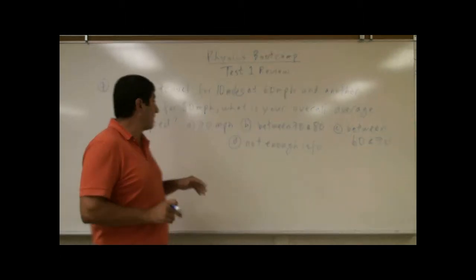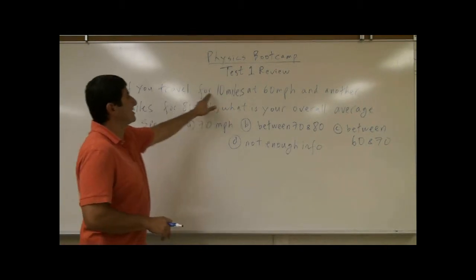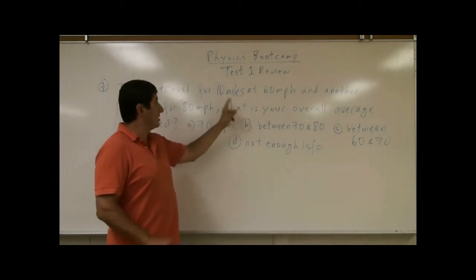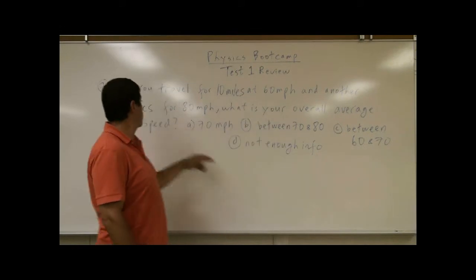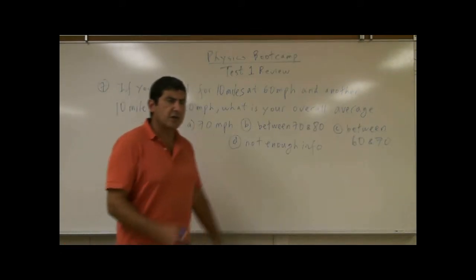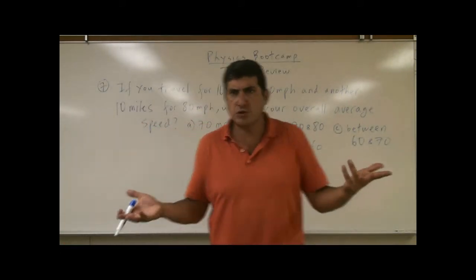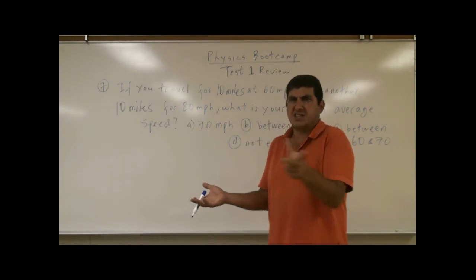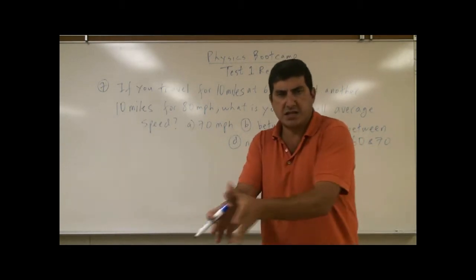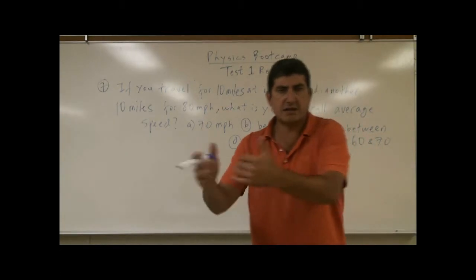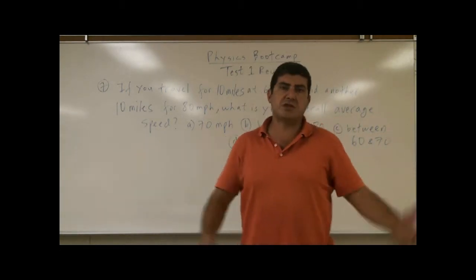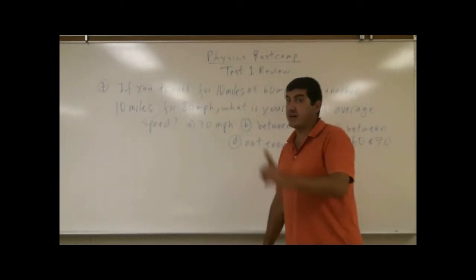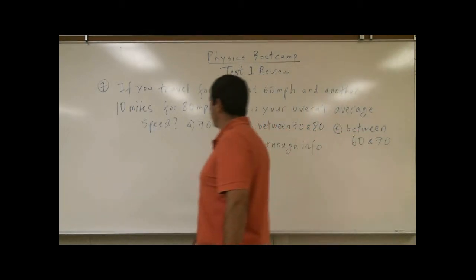The wording of the problem is a little bit different. If you travel for 10 miles, not 1 hour, 10 miles at 60 miles an hour, and then another 10 miles at 80. The unsuspecting student will probably say, okay, still the same. You're going 10 miles at 60, another 10 miles at 80. Your average speed is 70, right? Not so, okay? Here's what you gotta do.